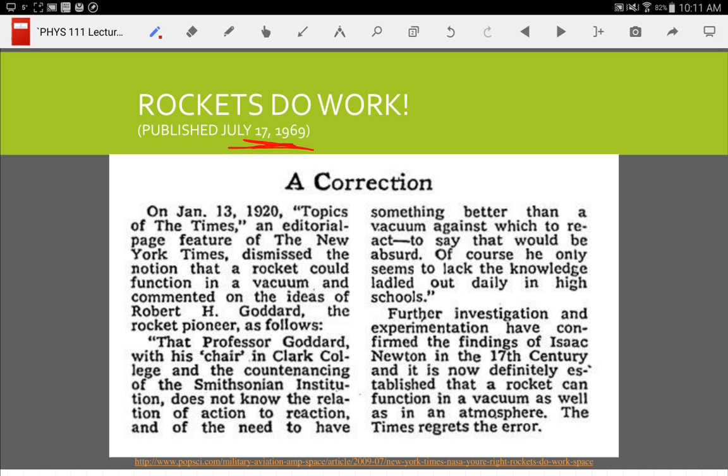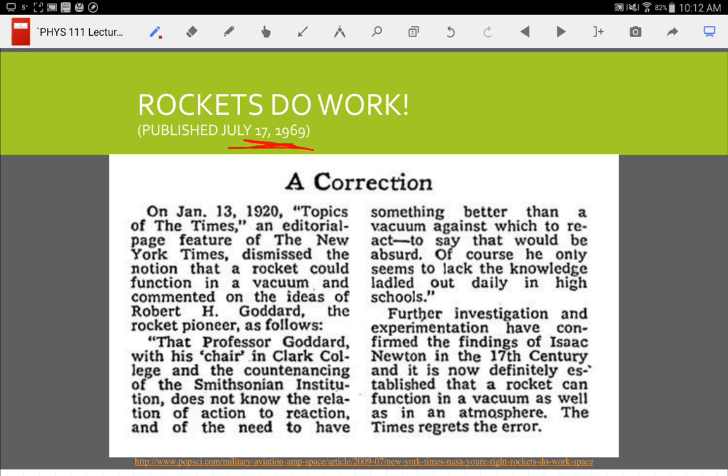On January 13, 1920, Topics of the Times, an editorial page feature of the New York Times, dismissed the notion that a rocket could function in a vacuum and commented on the ideas of Robert H. Goddard, the rocket pioneer, as follows, quote, that Professor Goddard, with his chair in Clark College of the Smithsonian Institution, does not know the relation of action to reaction, and of the need to have something better than a vacuum against which to react. To say that would be absurd. Of course, he only seems to lack the knowledge ladled out daily in high schools.